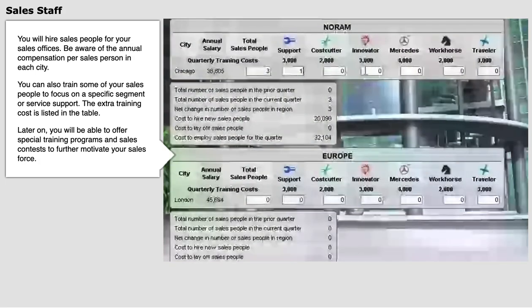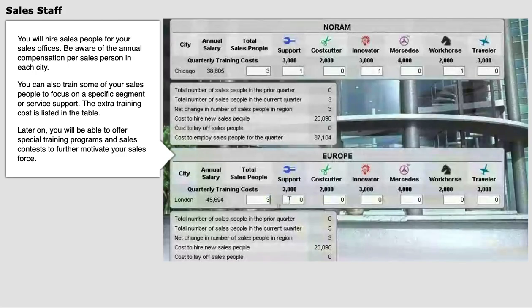You can also train some of your salespeople to focus on a specific segment or service support. The extra training cost is listed in the table. Later on, you will be able to offer special training programs and sales contests to further motivate your sales force.